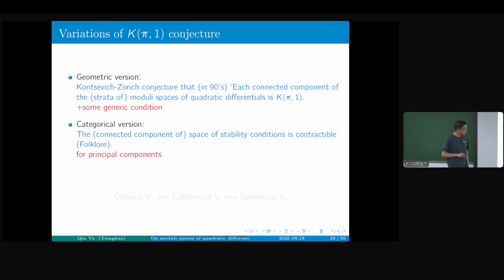The other one is that for the space of stability conditions, people conjecture that the connected components of it are contractible. This is already proved in many interesting cases, though not so many. But this is also very hard. By the correspondence we mentioned before, and also some other work, the categorical version should be the strongest. It can imply the geometric ones. And people expect that the connected component of the space of stability conditions is the universal cover of the stratum of the moduli space of quadratic differentials. So this is on this side. And due to a result of Bridgeland, the categorical version can also imply the classical version. So that's the big question I'm very interested in.